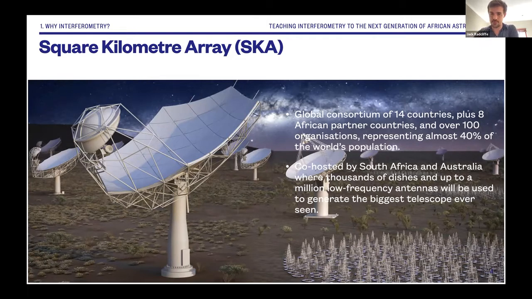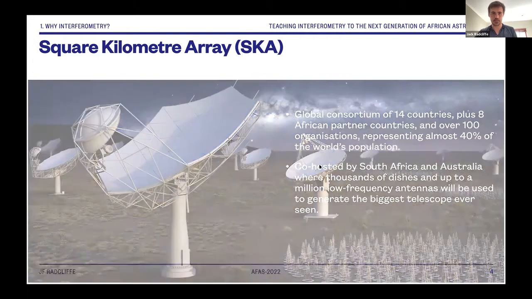And then we're going to have thousands of dishes like these, this kind of hexagonal shape on the left. And then we're going to have millions of low frequency antennas that are going to be scattered over Australia. So that's the first driver. We want to get the groups here in South Africa and in the SKA partner countries in Africa to be able to utilize, run, and make the next generation of these discoveries.